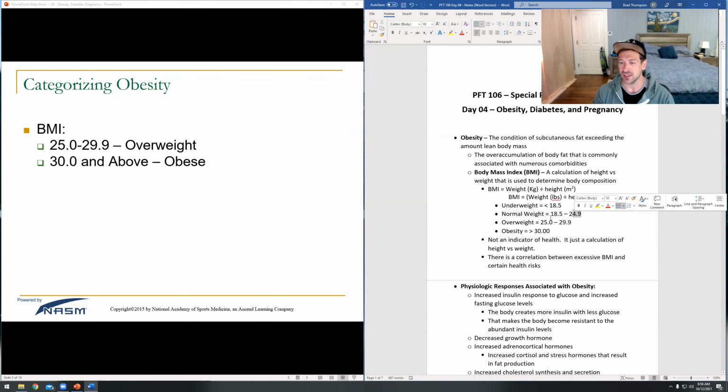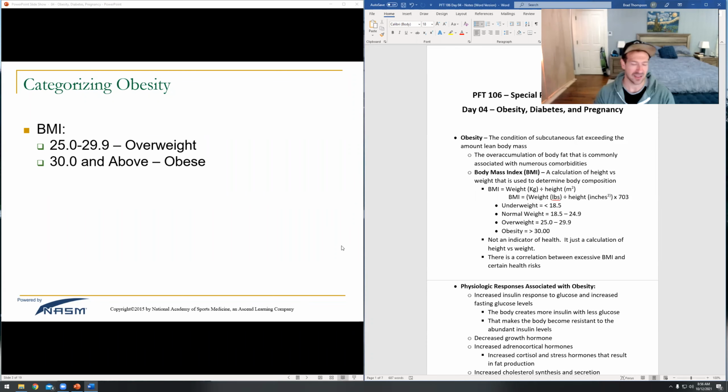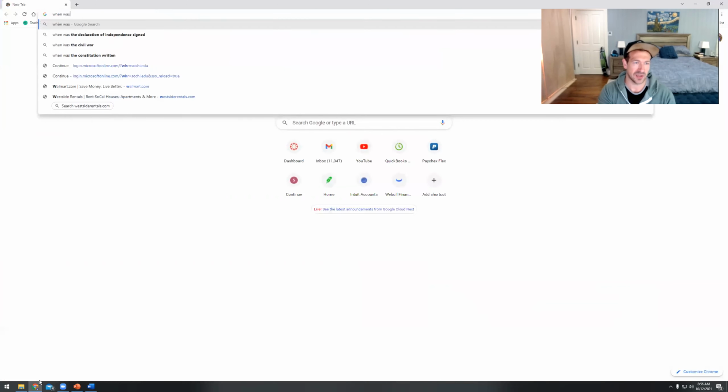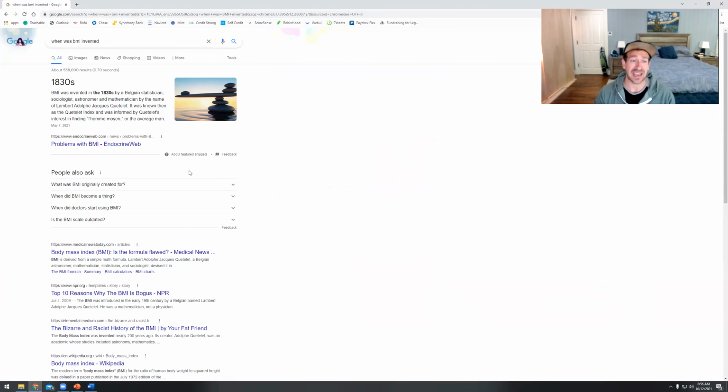I'm right on the cusp of landing in overweight, which goes to show you: is this the end-all, be-all, you are healthy number? Definitely not. People very much misinterpret what the BMI is for. Originally it was designed, I think in the 18th century maybe. When was BMI invented? Yeah, the 1830s. So it was invented in the 1830s.